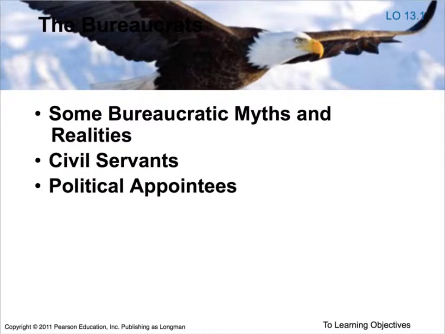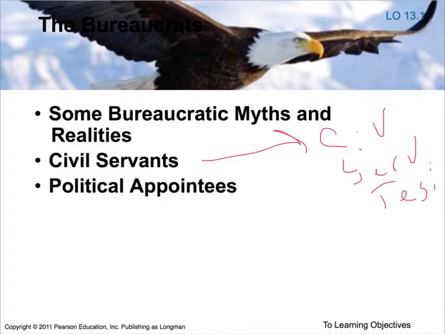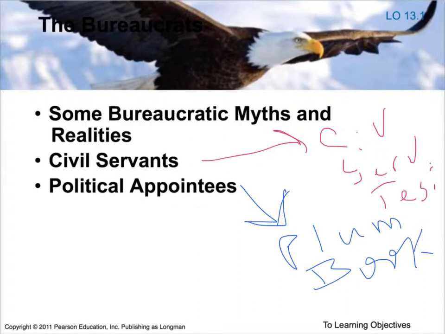Now, there are some myths and realities about bureaucracies and bureaucrats. And we're going to look at two different levels. One is the civil servant level, which would be those that are hired based on merit using the civil service test. So these guys are hired based on the civil service test. These guys are hired based on something called the Plum Book. They are appointed. That's your political appointees.